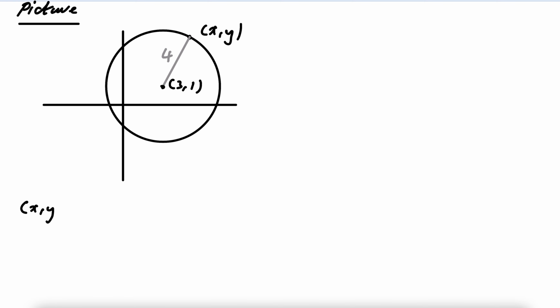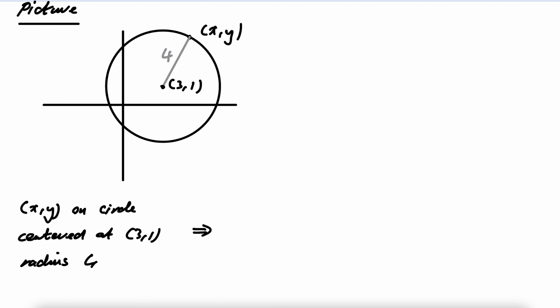So x, y is on the circle centered at 3, 1, radius 4, if and only if the distance between x comma y and 3 comma 1 equals 4.